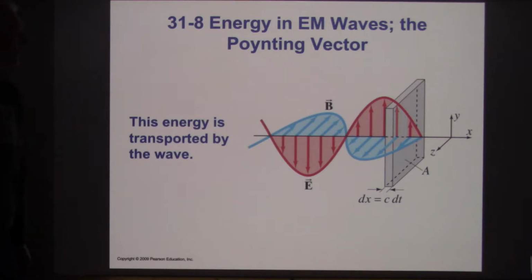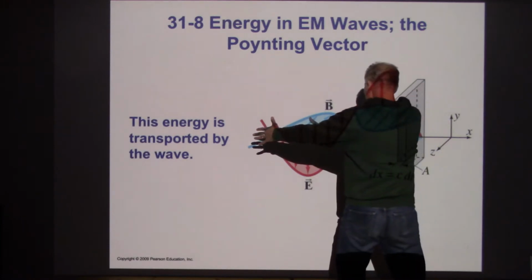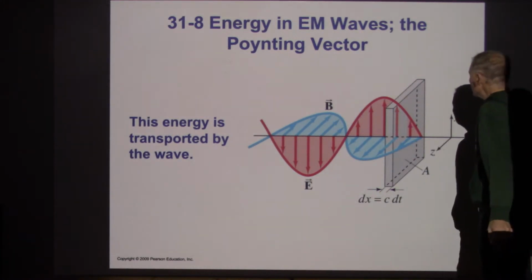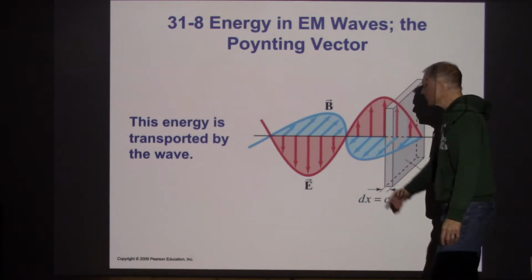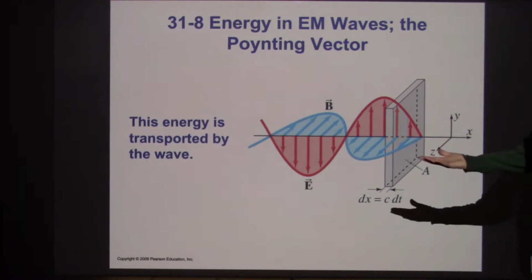Okay, so here's our picture. What's going on here is I've got these propagating electric and magnetic fields, and what we're going to do is draw a line, and we're going to dare the electric and magnetic fields to cross that line, and of course they do.